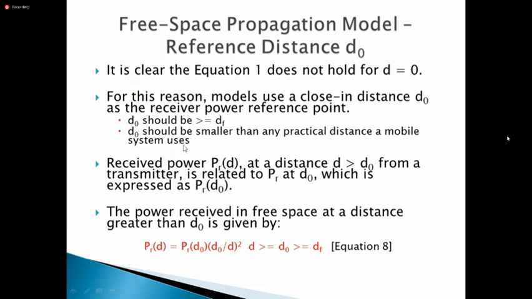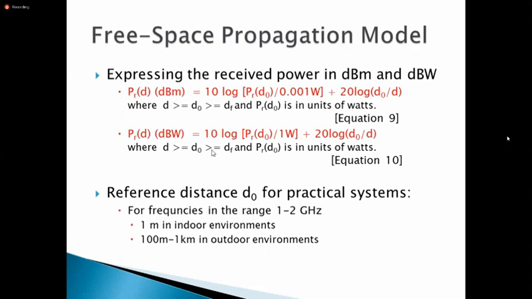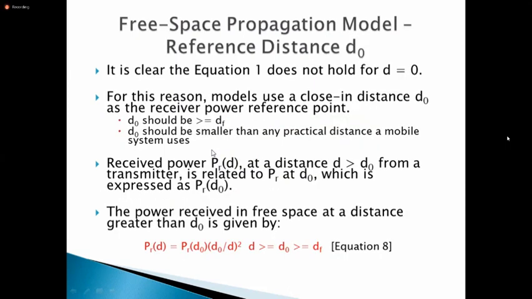D note should be smaller than any practical distance a mobile system uses. When D note is a very small distance, equal to DF, the equation is not valid, which is why we used a close in distance. The received power at distance d, which is greater than D note, from a transmitter is related to PR at D note, expressed as PR D note.